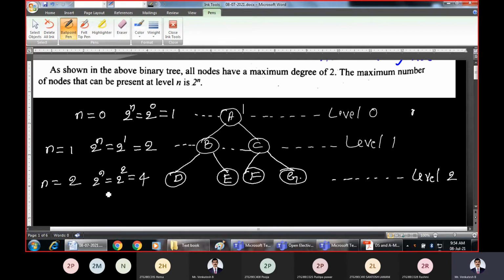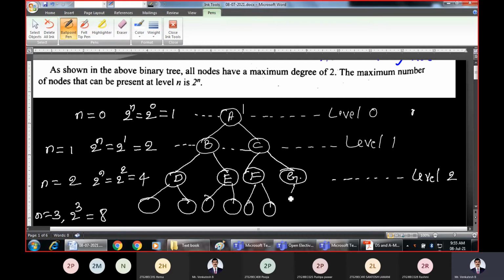You can still extend this further. The next level is level 3. When you apply 2 raised to 3, how much is it? 8. So at this level, the maximum number of nodes is 8. You cannot have more than that. So obviously we can extend it like this. This is one node, another node. Every node can have a maximum of 2 children. This is one child, this is one child. So how many nodes are there at this level now? At level 3 we have 2 raised to 3 equal to 8 nodes.